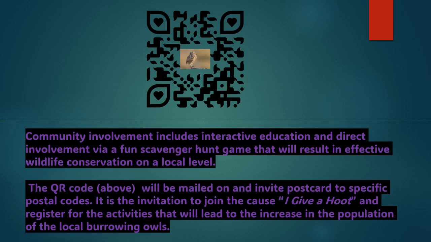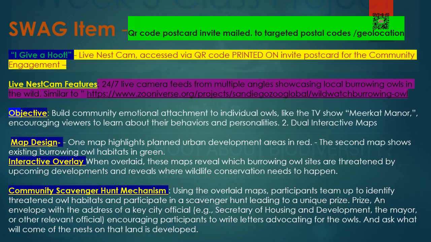So the swag that I came up with, it really is just about community involvement, which includes interactive education and direct involvement with a few fun scavenger hunt games that will result in real effective wildlife conservation on a local level. So the QR code that you see above will be mailed on an invite postcard to specific postal codes that is basically the invitation to join the cause called I Give a Hoot. And it registers you for the activities that will lead to the increased population of the local burrowing owls. So the swag item is the QR code postcard invites mailed to targeted postal codes or geolocation.